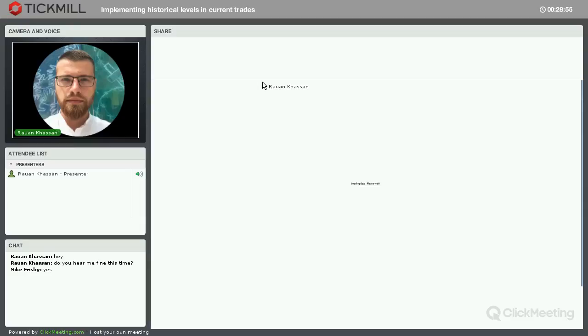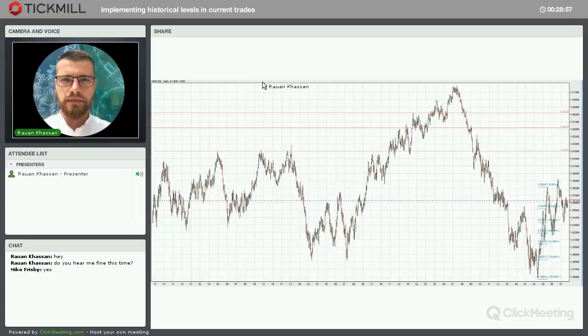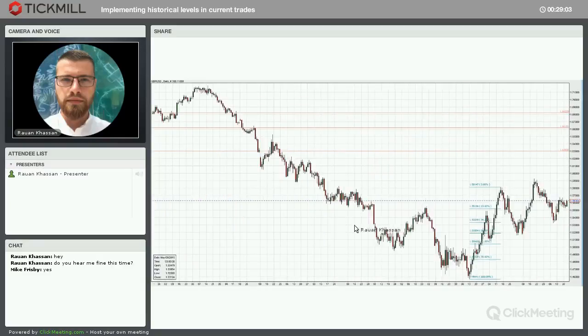Let me change the time frame to the daily chart so you can see it more clearly. 1.5260.